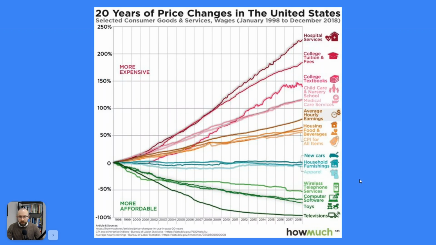And it doesn't hit the same for everything. Some things have gotten substantially more expensive, whereas some things have gotten a lot cheaper. Since 1998, general household goods like cars, apparel, and household furnishings are effectively about the same price. The dollar values have changed, but proportionally they haven't changed that much. Hospitals, colleges, college textbooks, nursing, essentially healthcare or education related, have gone up tremendously. Things like TVs, computer software, and cell phones have actually gotten a lot cheaper.